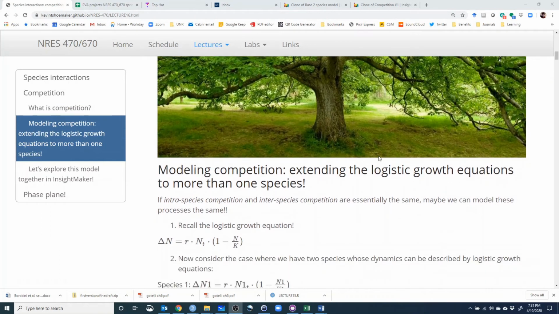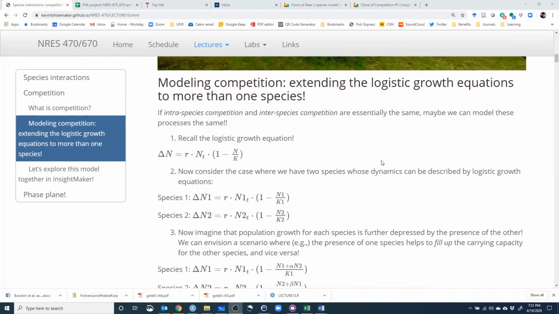Let's talk a little bit about modeling competition. Now, if we've said that intraspecies competition and interspecies competition, or within and among species competition, are essentially the same process, maybe we can model these processes in the same way, and we can think about the logistic growth equation, which we have memorized basically at this point. The change in the abundance is equal to r, the intrinsic rate of population growth, or r max, times N, which is just basic exponential growth, and then mitigated by this 1 minus N over K term, or the degree to which carrying capacity is empty.